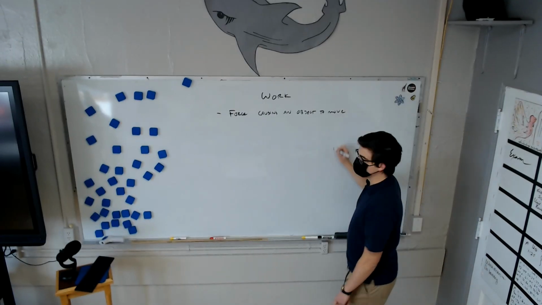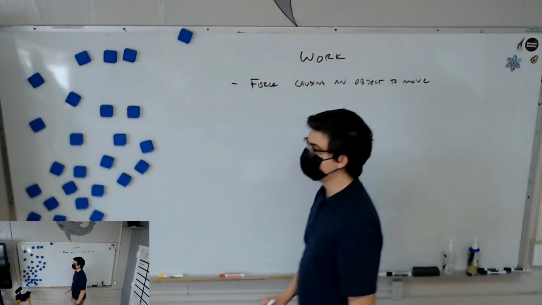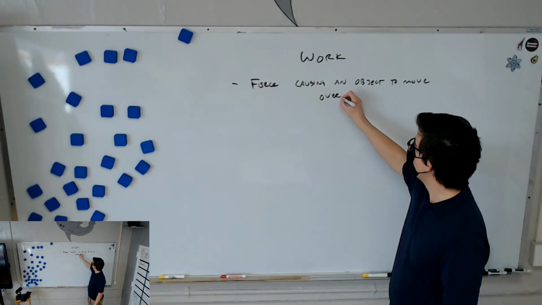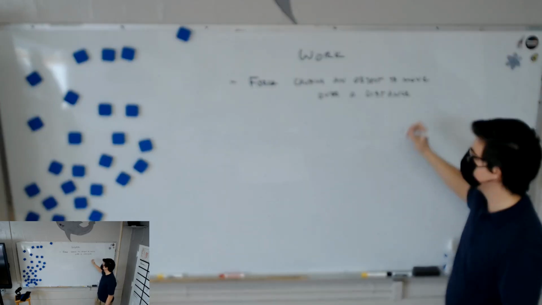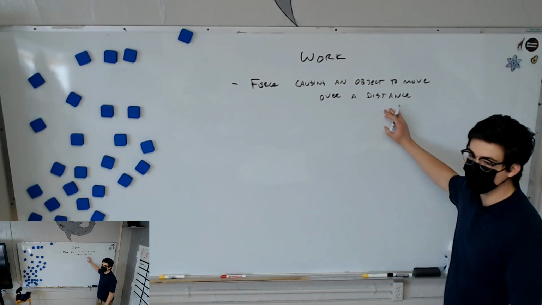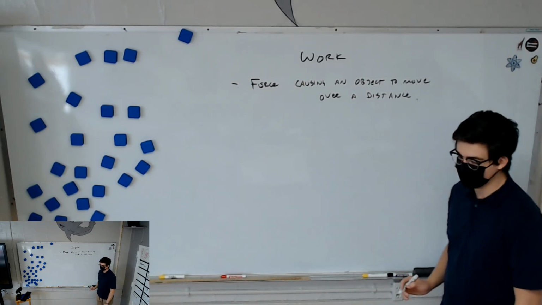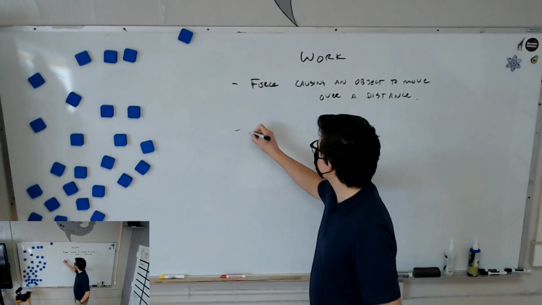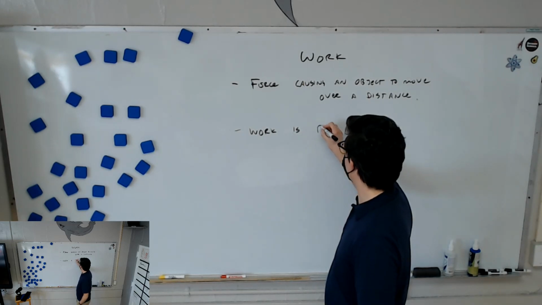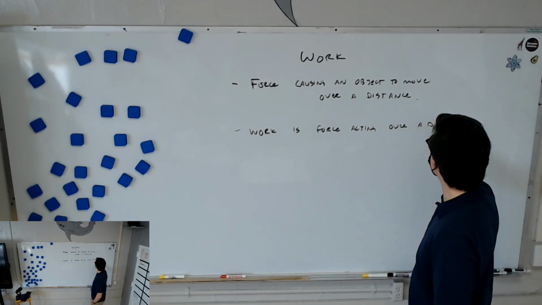And we would never normally specify this when we're talking about an object moving. I'm going to switch to picture-in-picture so people can see the board better. Force causing an object to move. Anytime we move, we're moving over a distance, right? So I would never normally specify that. Like I would never say, let's move this table over a distance. I would just say, let's move the table, right? But just because of the way the equation is going to work out, we're going to specify that force causing an object to move over a distance. In fact, we can say that work is force acting over a distance.